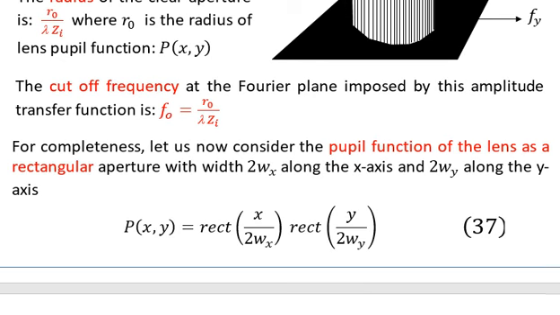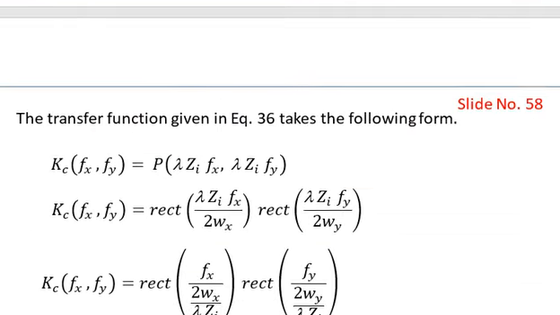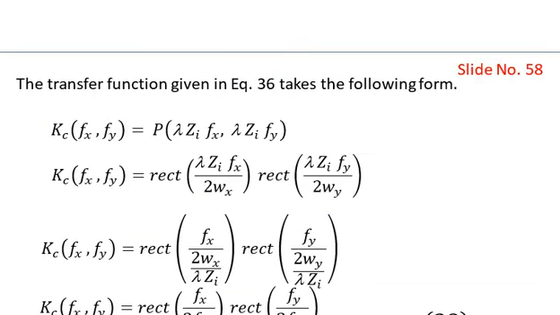Then the pupil function can be defined as the product of two rect functions, that is the rect of x over 2wx and rect of y over 2wy, as in equation number 37. So this is a rectangular pupil function now at the lens. Let's now evaluate the shape of the Fourier transfer function. The transfer function is given by equation number 36.